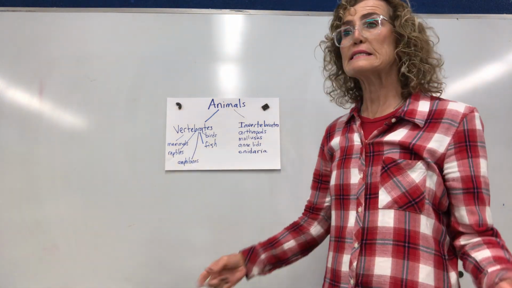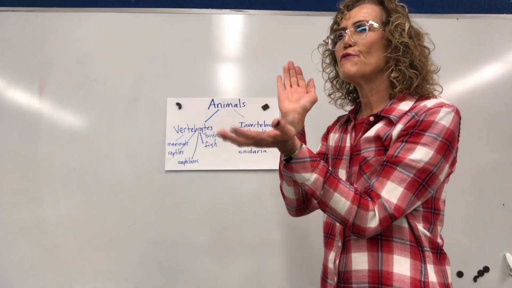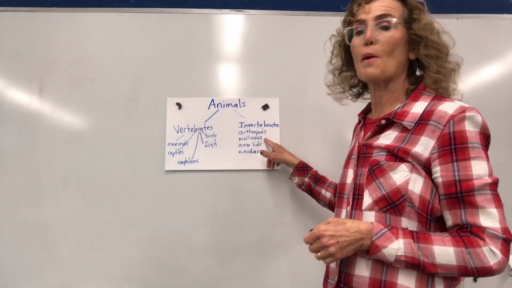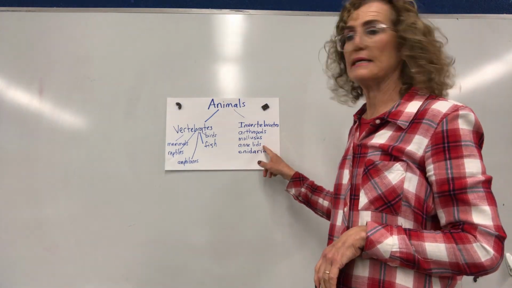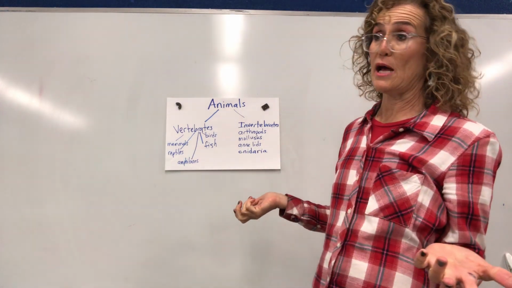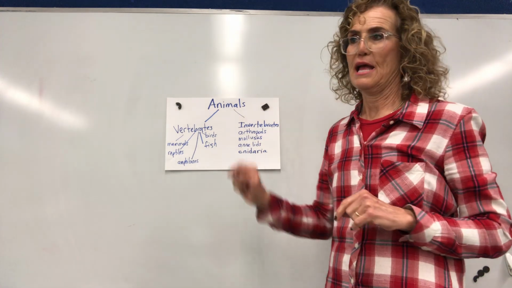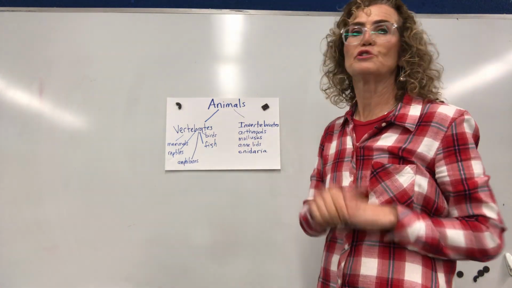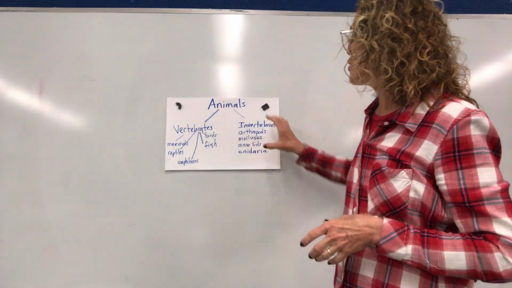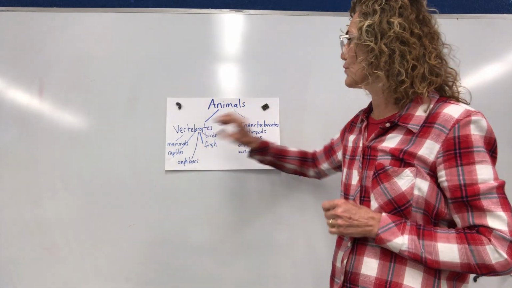Mollusks, things like snails and seafood that has a shell, like scallops in the ocean. Those are mollusks. Annelids, things like worms, okay? So they don't have a shell. They're very soft. And then we have cnidaria. Cnidaria are things like jellyfish and corals. I think corals are part of that too. So these are all invertebrates, and these are all vertebrates.